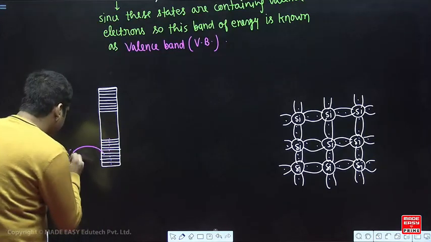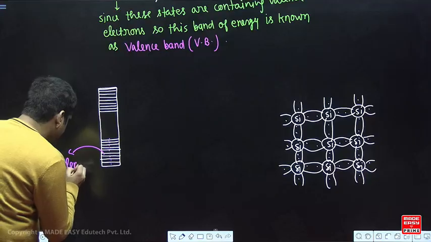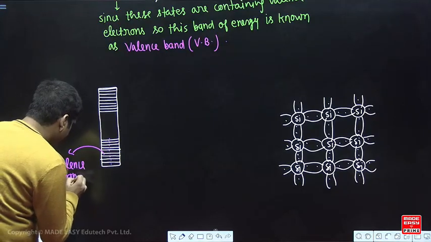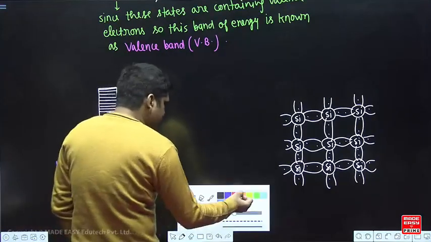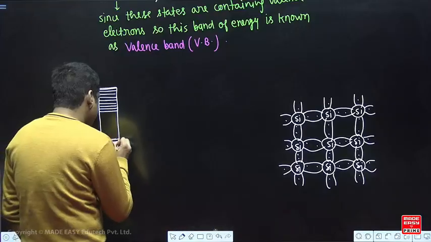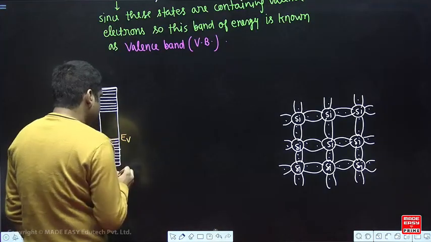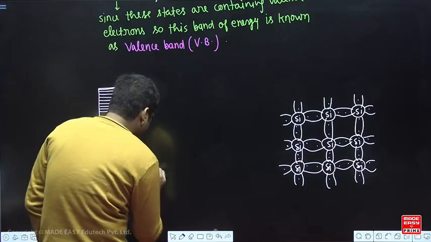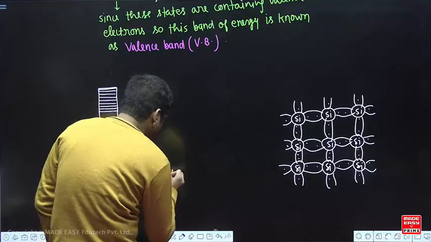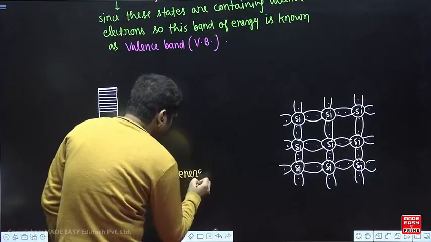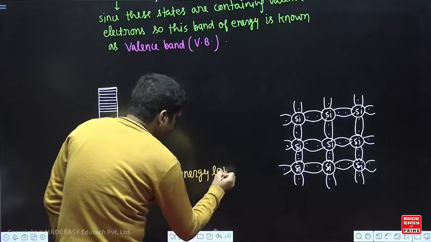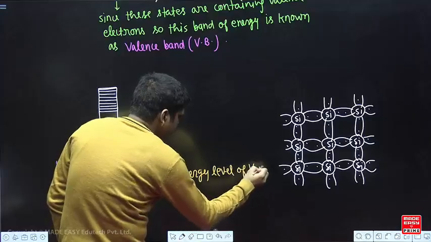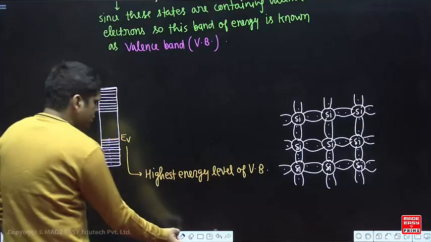This band of energy, you are saying it as valence band. The topmost energy level of the valence band is designated as EV. EV is the highest energy level of the valence band.